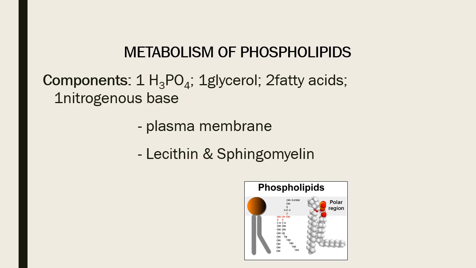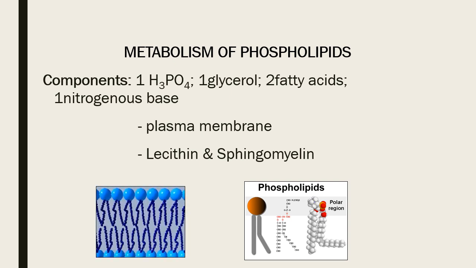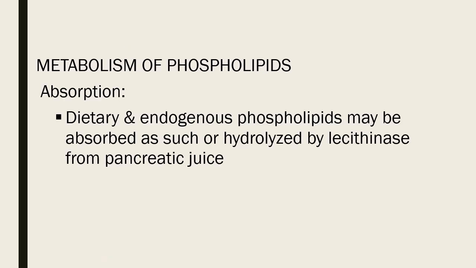And so with this, important phospholipids, you have your lecithin and your sphingomyelin accordingly. You already know this. Your absorption of phospholipids: your dietary and endogenous phospholipids may be absorbed as such, as phospholipids, or can be hydrolyzed by lecithinase from your pancreatic juice.